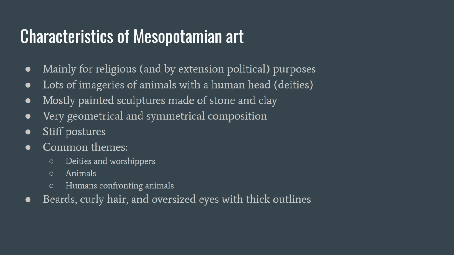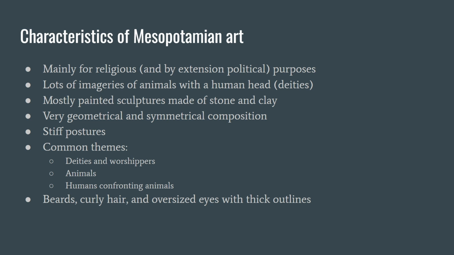The paint eroded and just wore off, so you're left with the stone sculpture underneath it, but they were originally fully painted. And they're very geometrical and symmetrical. Very geometrical, meaning lots of rectangles, circles, triangles. They're not measured with rulers maybe, but you can tell right off the bat that a certain piece has a very rectangular composition or a very triangular composition.